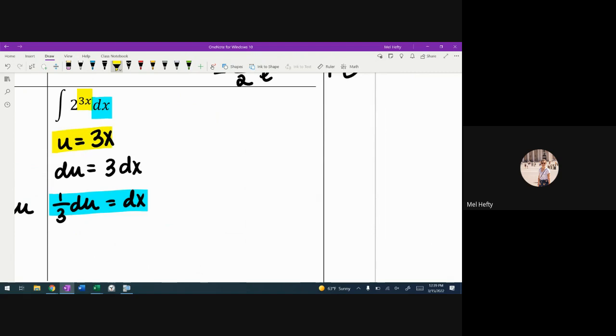All right. So that 2, that base is going to stay. Just like the E did in our other question. So our 2 is going to stay. What will its new power be? U. All right. And now I have 1/3 du that I need to plug in for the dx.